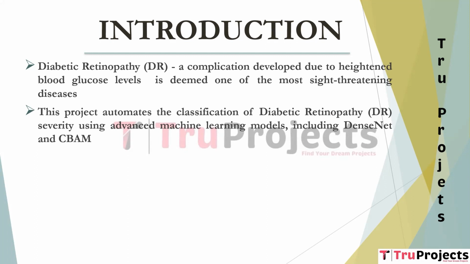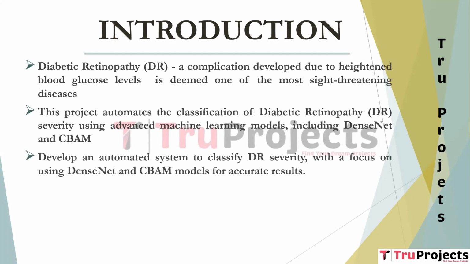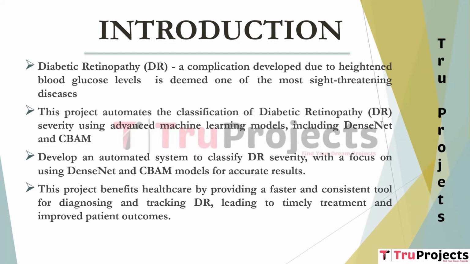In this context, the project seeks to leverage advanced technology to assist in the early detection and classification of DR. By developing an automated system to classify DR severity, we focus on using DenseNet and CBAM models to get accurate results. By automating DR severity classification, this project can have a profound impact on healthcare. It will provide healthcare professionals with a faster and more consistent tool for diagnosing and tracking the progression of DR. Early detection and accurate classification will lead to timely treatment, ultimately helping to preserve the vision of individuals affected by diabetes.